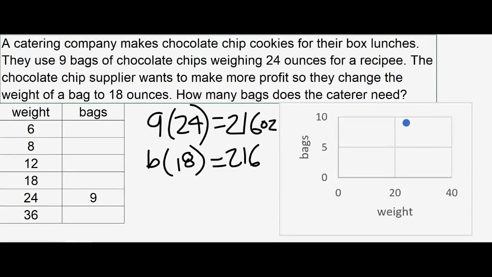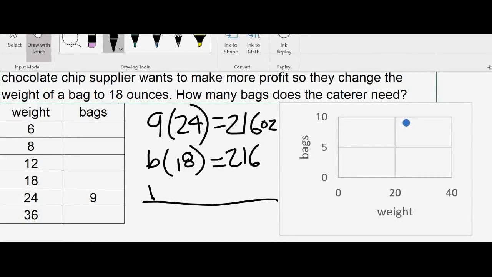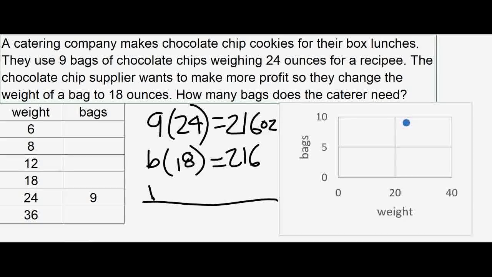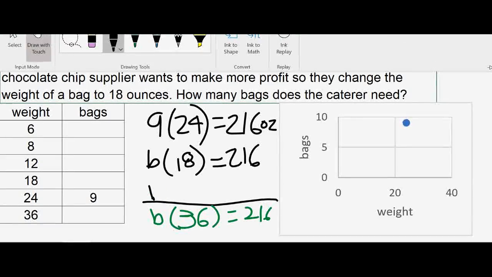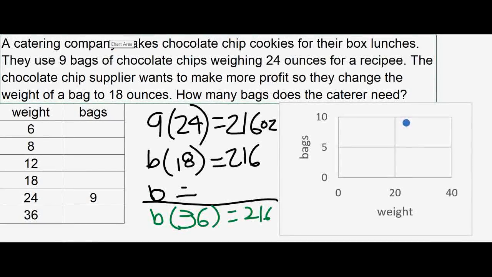We go to 36. We'll do that first. If I go to 36, I'm going to multiply my bags times 36. I will need to get 216. So in this case, the number of bags equals 216 divided by 18.